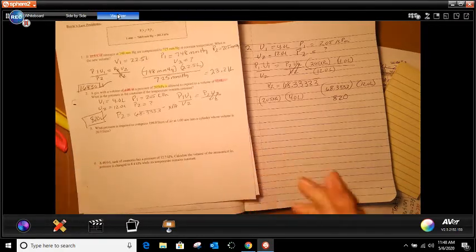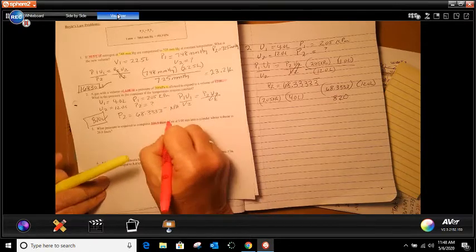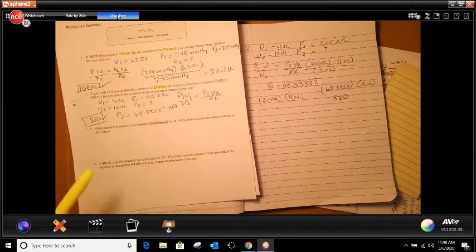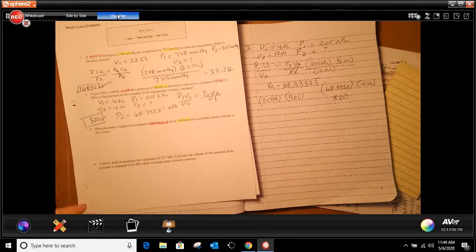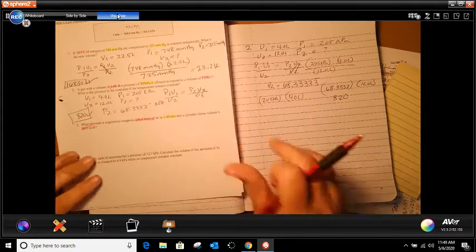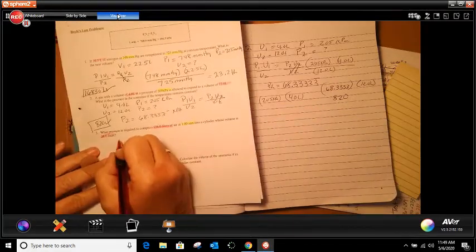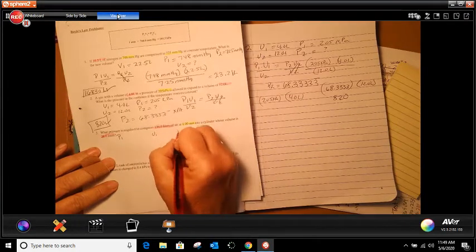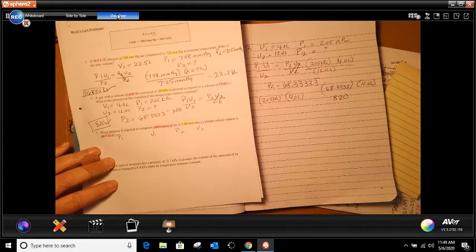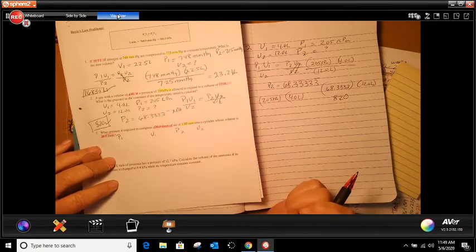Okay, so then the next one says, what is the pressure required to compress? It says that it's 160 liters of air, and that is at 1 atm, and the cylinder whose volume is at 26.0 liters. So I'm doing this so I can make sure I understand what everything is. So number 3, the first thing I'm going to do is my P1, V1, P2, V2.